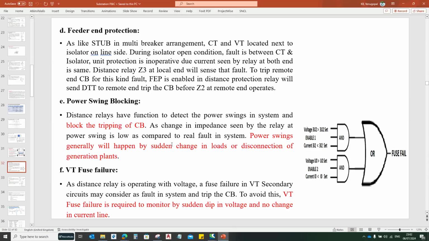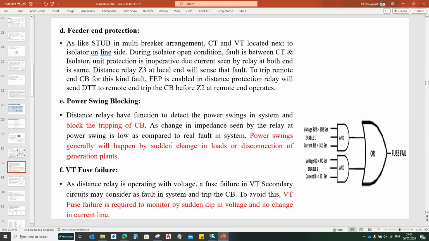But when you have power swings, for example, if there is any addition or removal of loads in the transmission lines, in that condition there will be sudden changes in the currents and voltages. The relay should not trip for these conditions. So this is to be considered as power swing blocking.